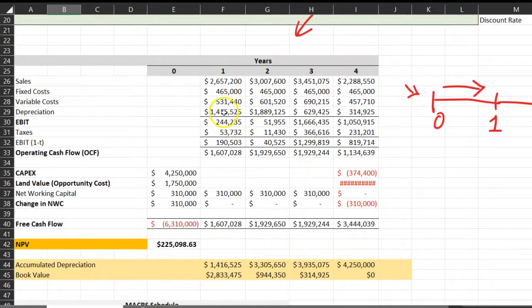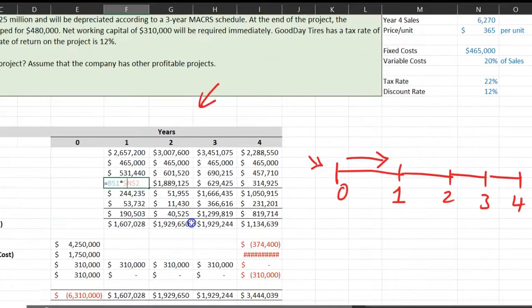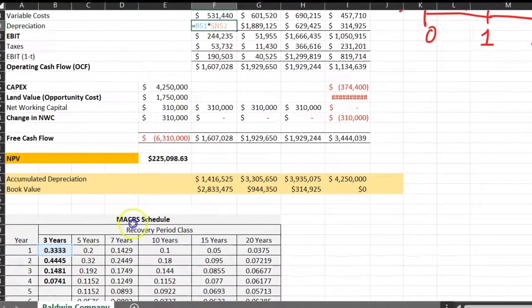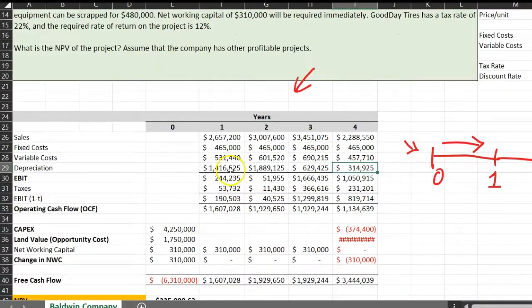All that I'm doing here, and again, ignore some of the calculations down below for the time being, is saying, okay, what is the cost of the machinery? The total capital expenditure that you did was 4.25 million. In the first year, take 33% of that, and that is your depreciation expense. In the second year, take 44.45% of that number and use that as the depreciation. In the third year, 14.81%, and finally in the fourth year, depreciation is merely going to be 7.41%. So that's how the depreciation expense works.